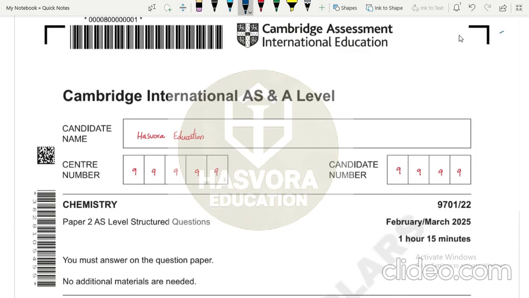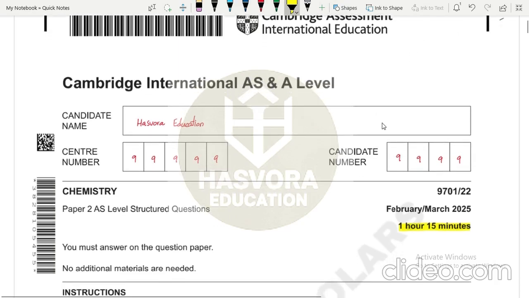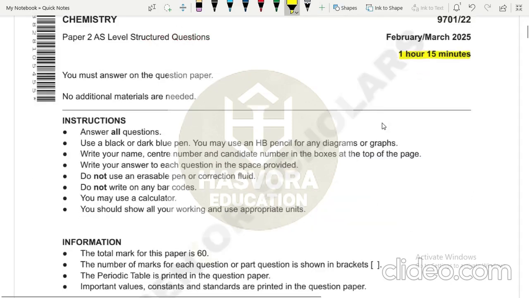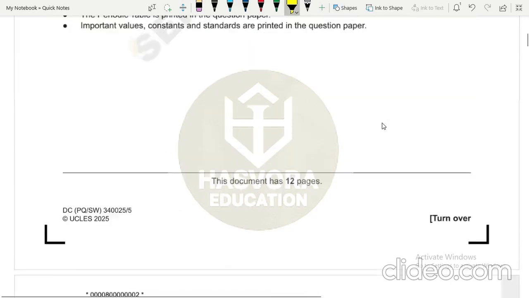Today we will be solving the Chemistry 9701 Paper 2 Variant 2 of the February-March 2025 session. The time allowed for this paper is 1 hour and 15 minutes and the total marks for this paper are 60. So make sure you read all the instructions before starting the paper. Let's begin with question 1.